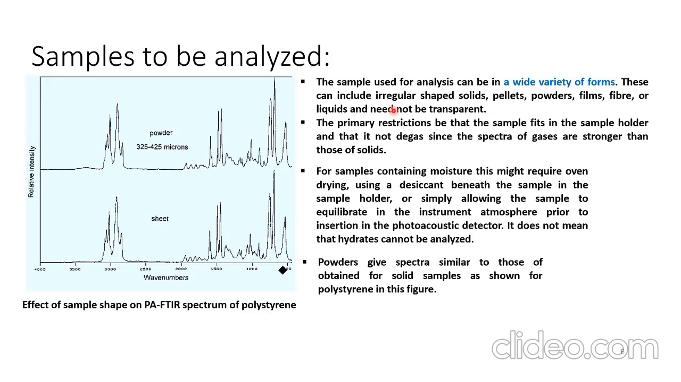The powders give spectra similar to those obtained from the solid sample. This is a figure for polystyrene. Both powder and sheets are giving matching signals, because in the powder there is no scattering. In the normal FTIR, the scattering will be higher, so the signal will be very noisy. But in the case of the PAS FTIR couple, we do not get any noise as such.